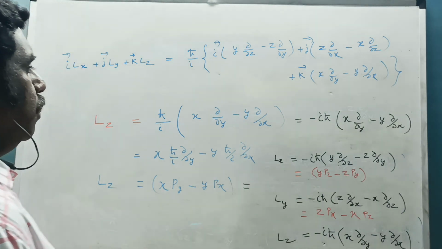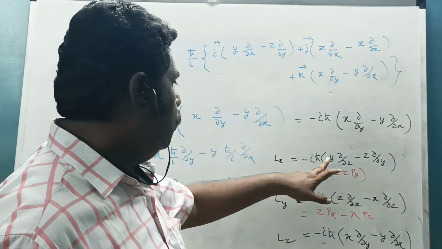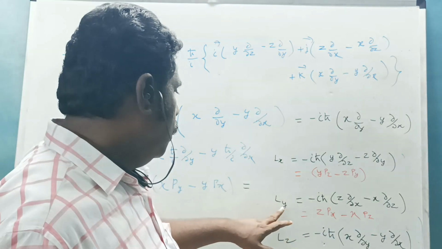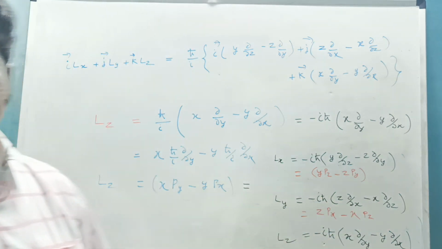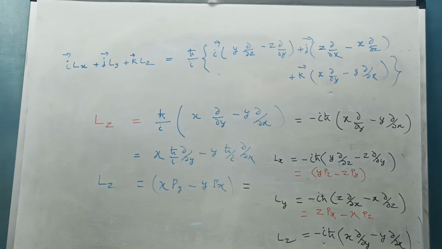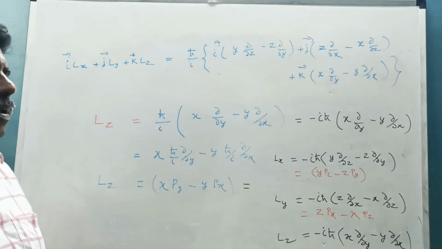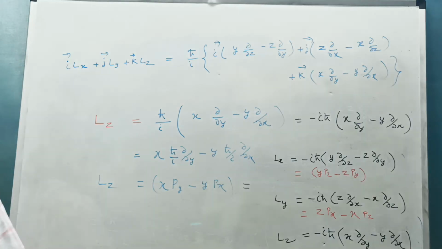So cyclically you can follow x, y, z; y, z, x; z, x, y. In this way we can easily develop all the values of Lx, Ly and Lz. These are all the components of orbital angular momentum L. Now we should study the commutation relations between them.